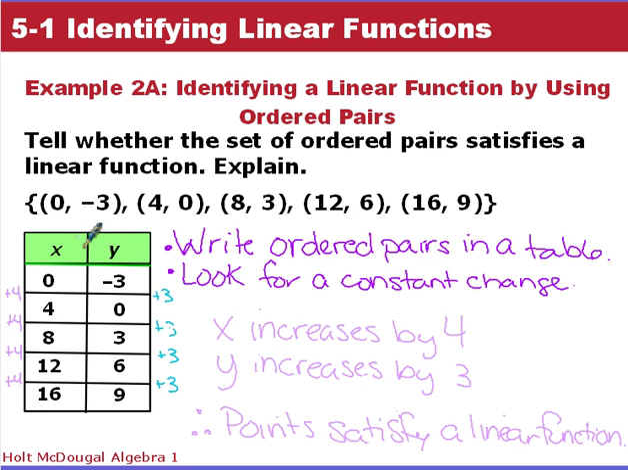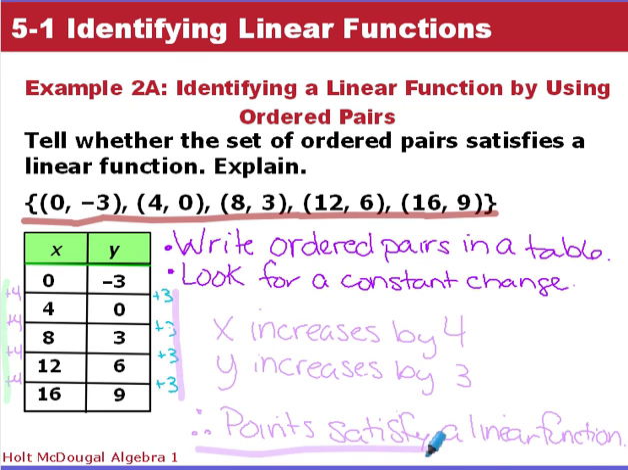So we've taken our ordered pairs that we were given and written them into a table. Now we can look at the differences and see what's happening. Notice our x's are increasing. We went from 0 to 4, 4 to 8, 8 to 12, and 12 to 16. Our x's are increasing by 4. Moving over to our y values, our y's are increasing by 3. So those are all constant changes. In this case, it does satisfy a linear function. We have a constant rate of change for our x and our y values.